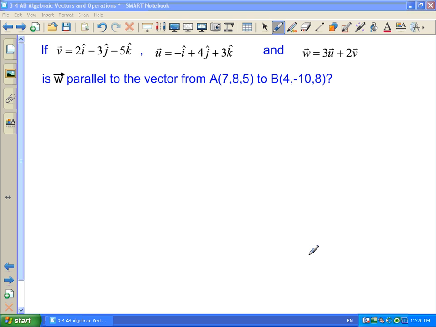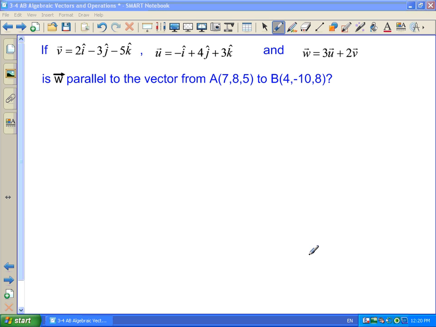So we've got two vectors here. We've got vector v, which is 2i hat minus 3j hat minus 5k hat. We've got vector u, which is minus i hat plus 4j hat plus 3k hat. And we're given some instructions for forming a third vector, w, which is 3u plus 2v.